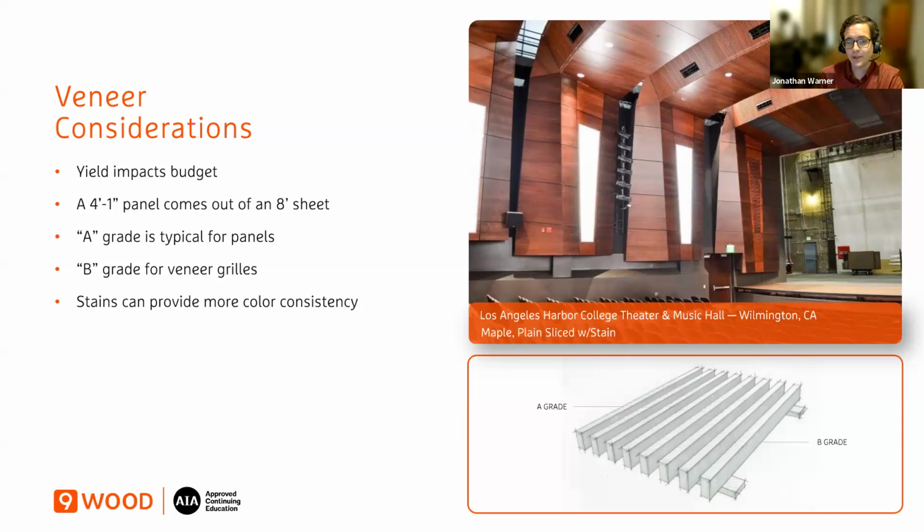grills, and in the diagram you can see there, it's split. On the most visible surface, that's going to be an A grade, but on the secondary surface on the side, that's going to be a B grade. It looks great, but there are things to be aware of.